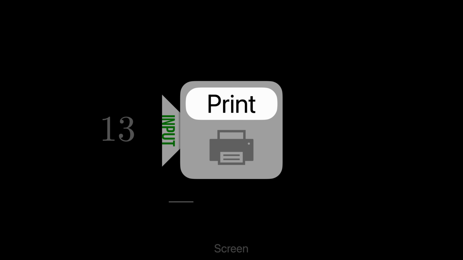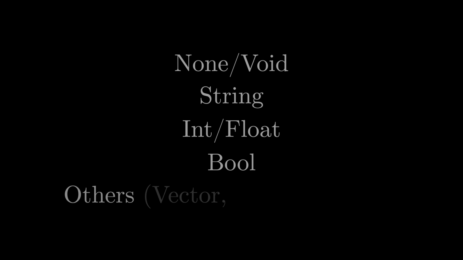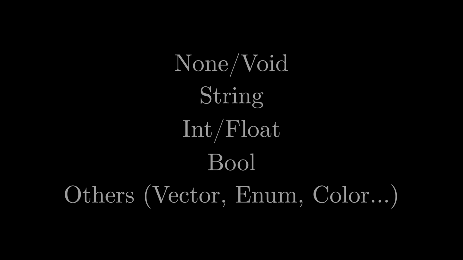One special thing to mention: some programming functions perform actions without returning a value, like a print function displaying text on the screen, but don't return anything tangible. In programming, we say their return value is none or void. There are more data types like vectors, enumerations, and colors, but these are enough to get started.